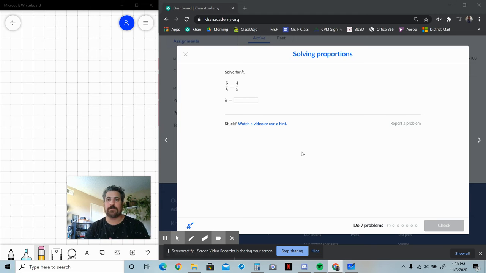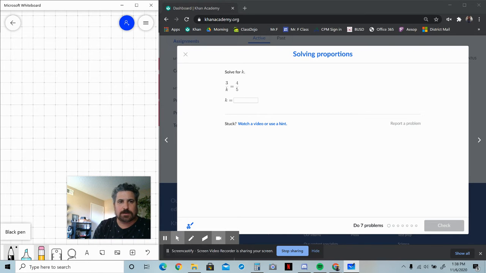So this cone support video is on solving proportions. A lot of you guys are still needing a little bit of practice on this, so I'm going to do this a couple different ways and see if I can get you comfortable. The first one is 3 over k equals 4 over 5, and you're solving for k.